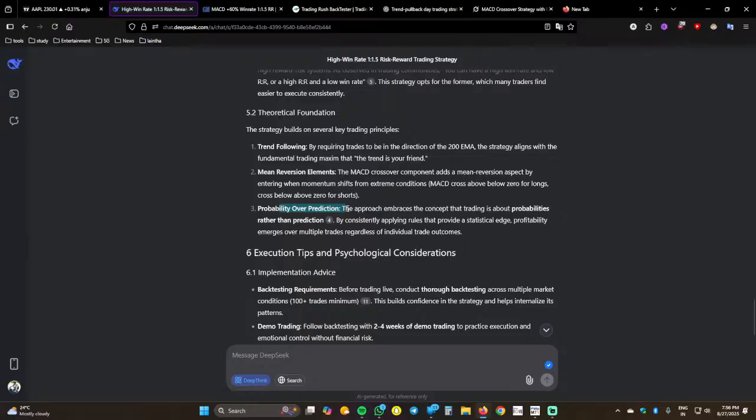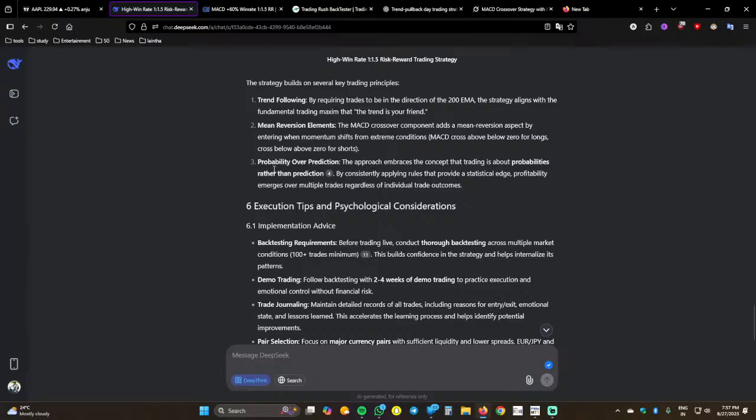Probability over prediction. The approach embraces the concept that trading is about probabilities rather than prediction. By consistently applying rules that provide a statistical edge, profitability emerges over multiple trades regardless of individual trade outcomes. So we will be looking at this angle. We'll be taking a series of trades, and in the long term we are hoping that the statistical edge is going to give us a positive probability.